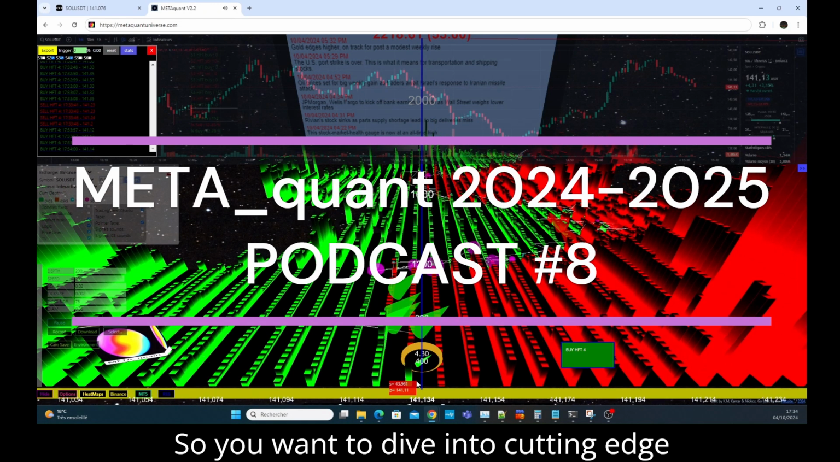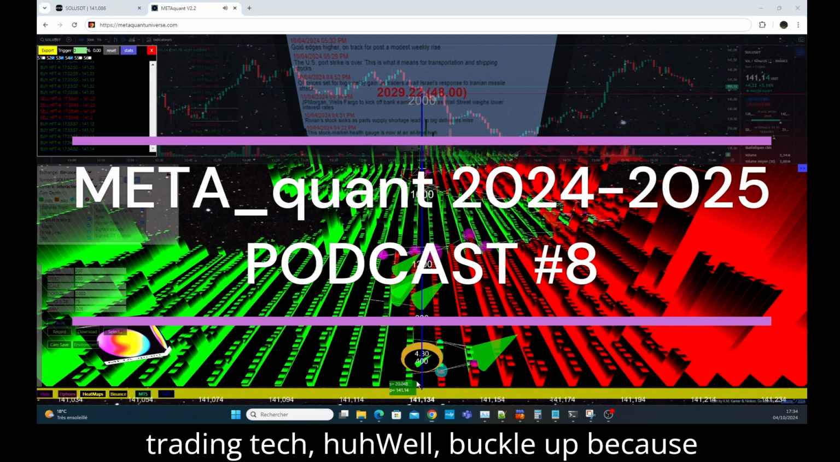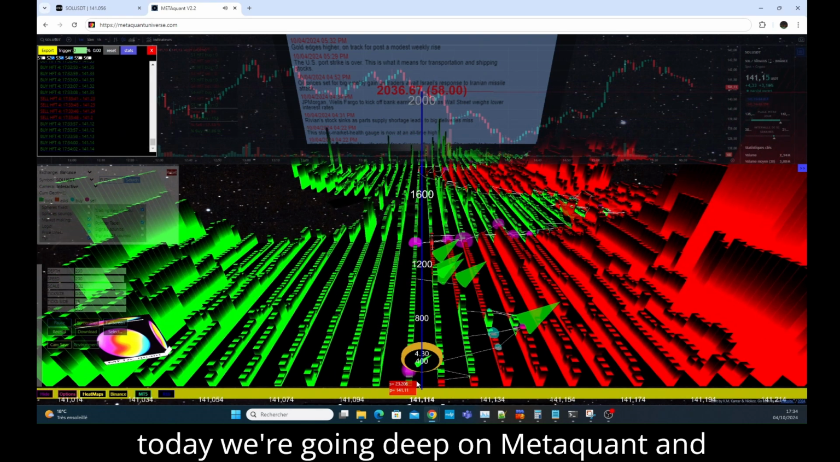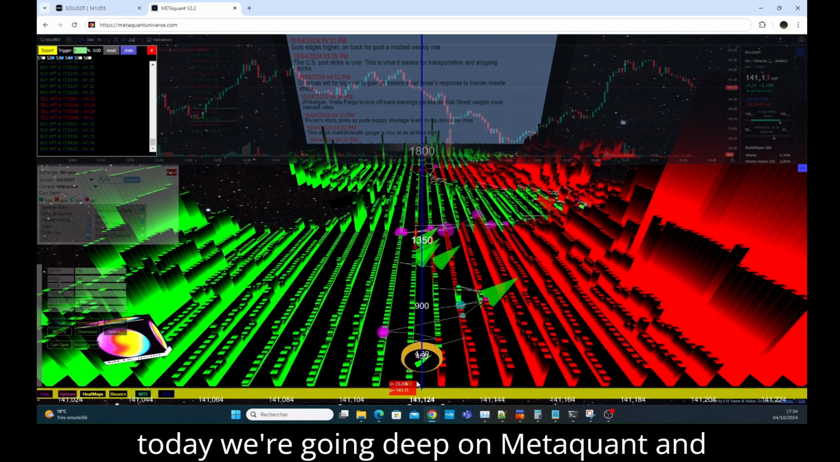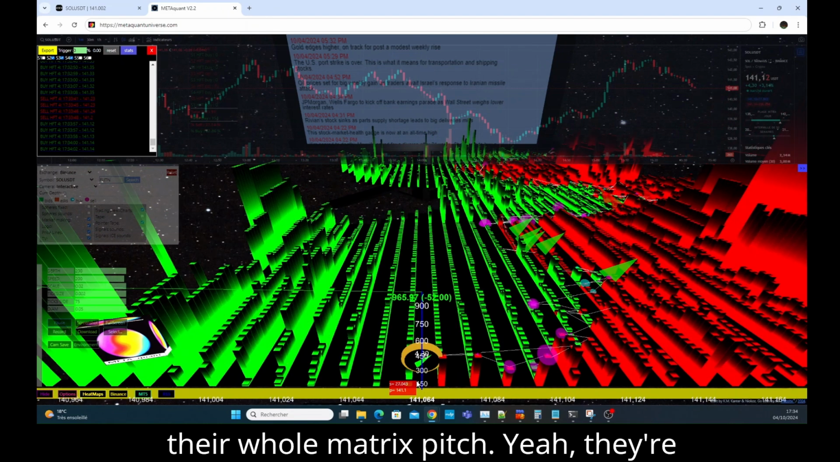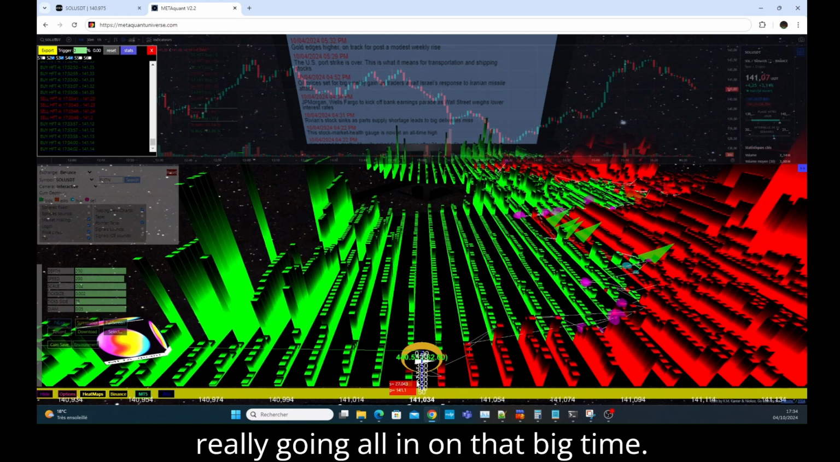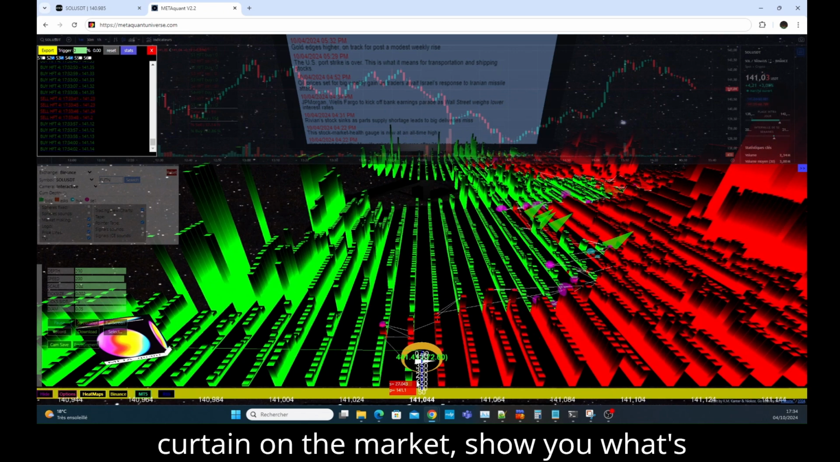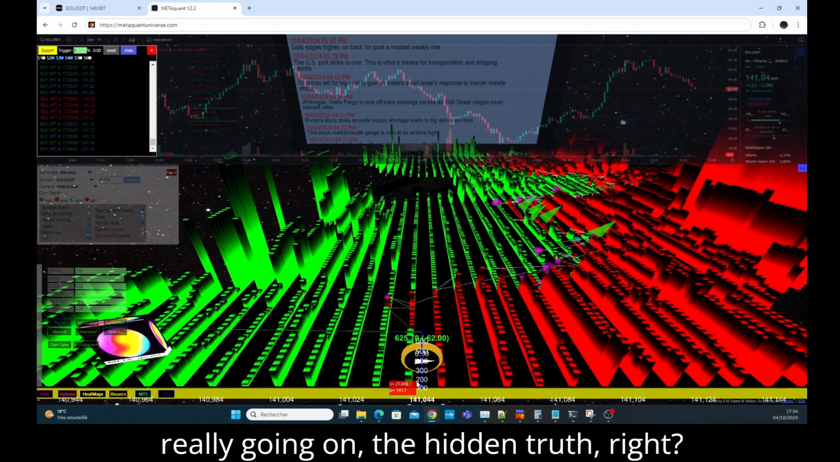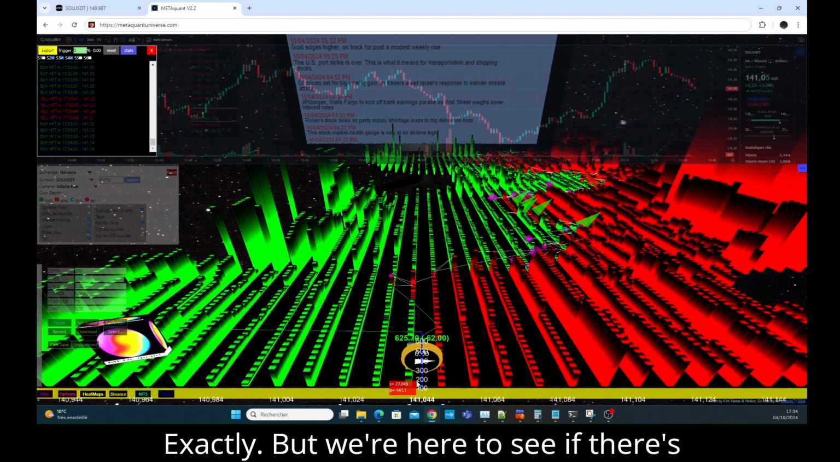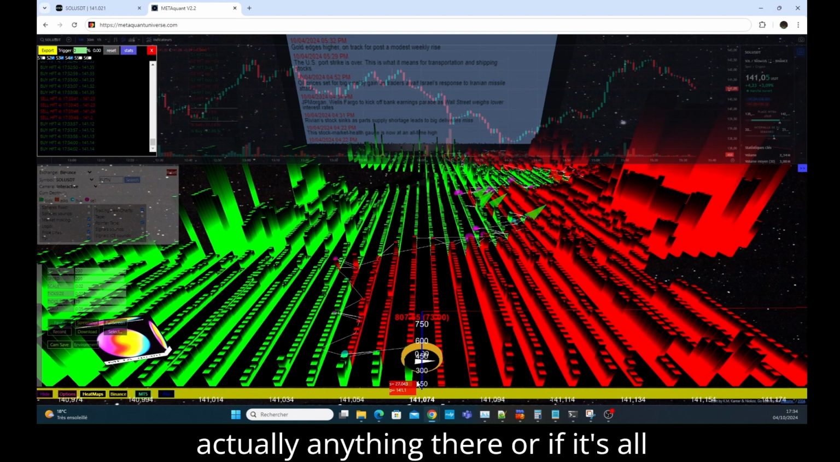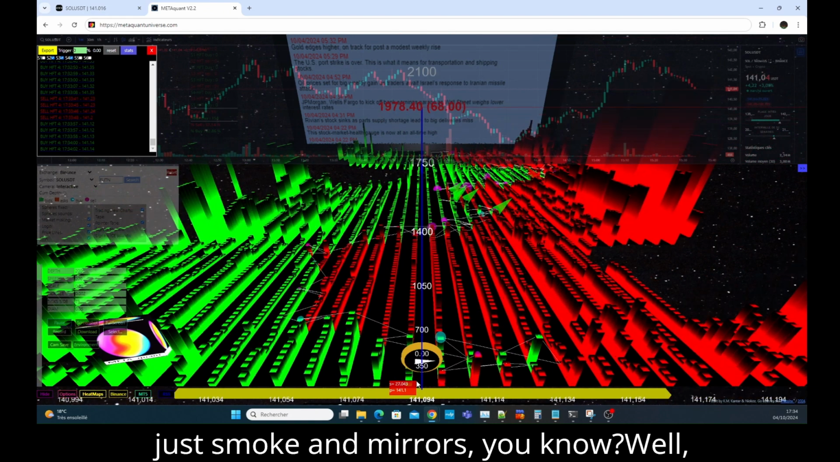So you want to dive into cutting-edge trading tech, huh? Well, buckle up, because today we're going deep on Metaquant and their whole matrix pitch. Yeah, they're really going all in on that. Big time. They're saying they can pull back the curtain on the market, show you what's really going on. The hidden truth. Exactly. But we're here to see if there's actually anything there or if it's all just smoke and mirrors.